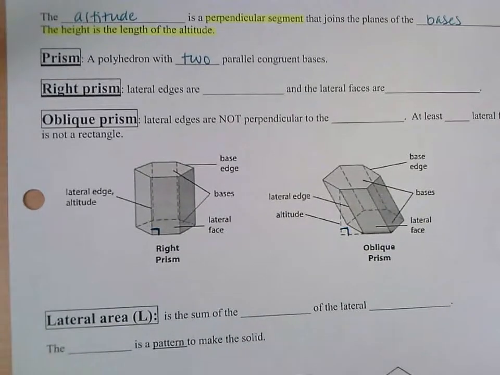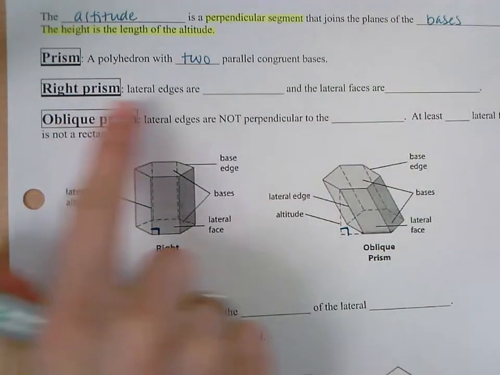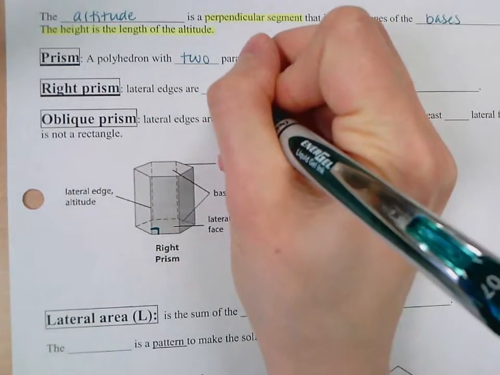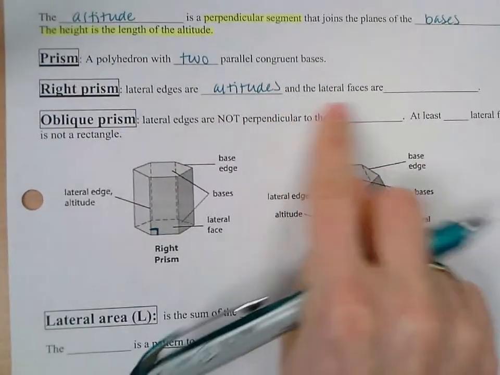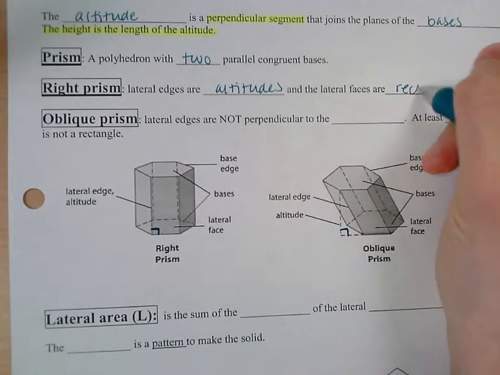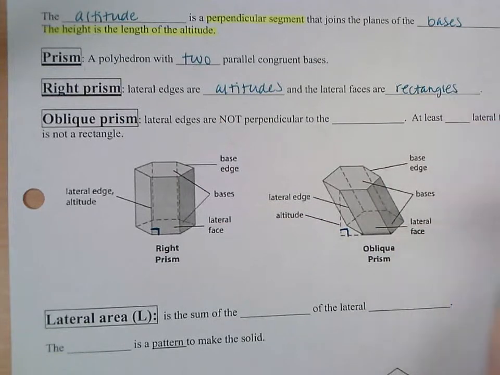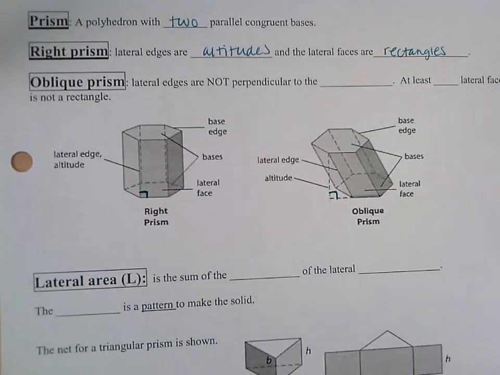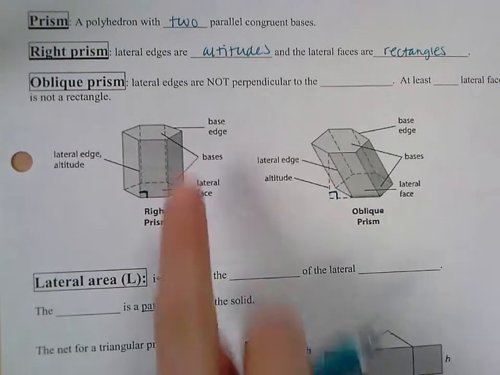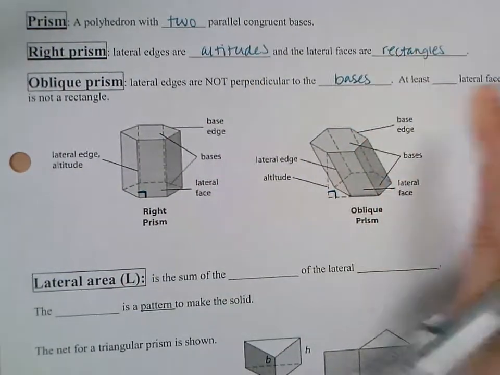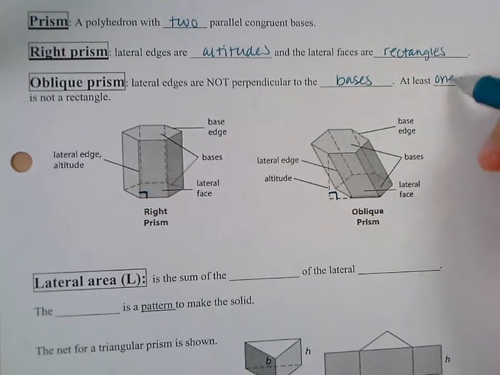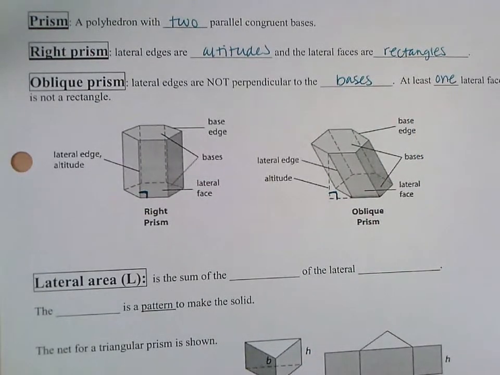So poly meaning the many or the multiple. So then the difference between a right prism and an oblique prism: a right prism has lateral edges that are altitudes, and the lateral faces are all rectangles. Versus an oblique prism has lateral edges that are not perpendicular to the bases, and therefore, at least one of the lateral faces is not a rectangle.